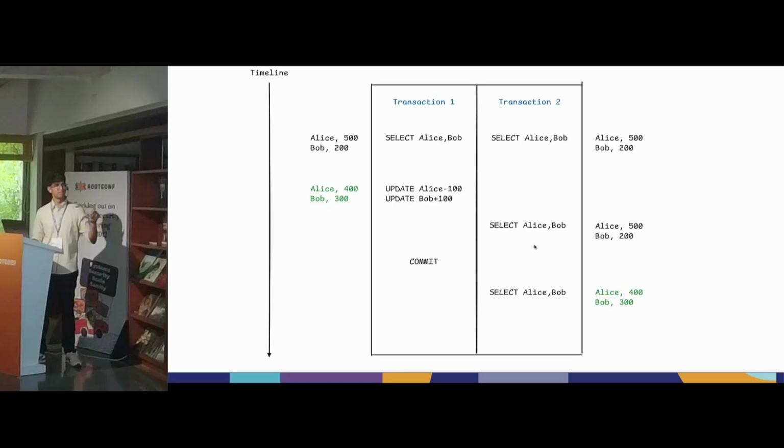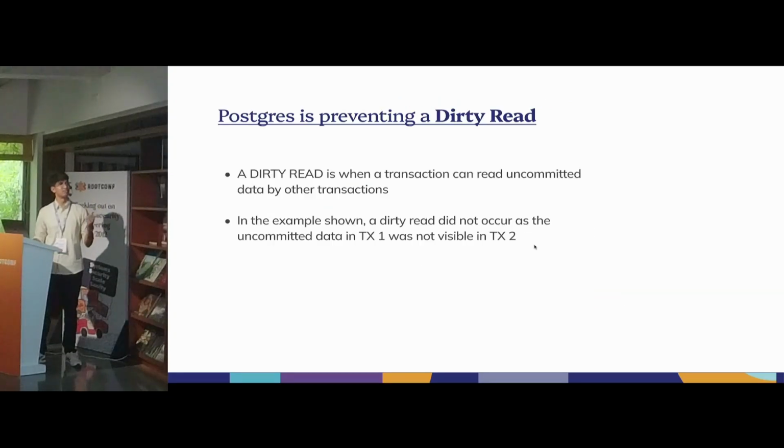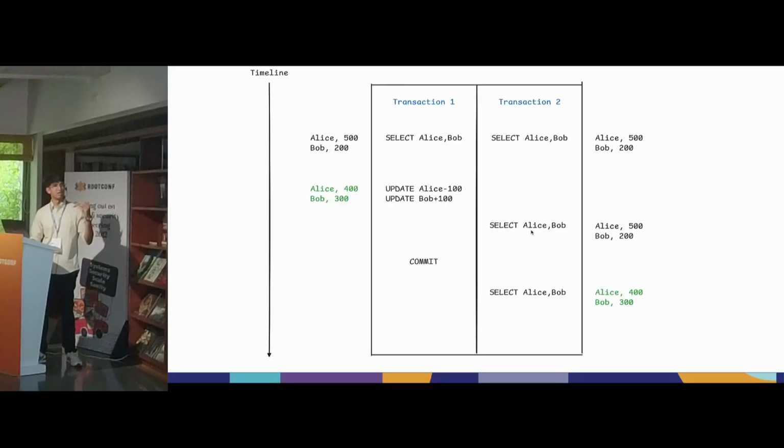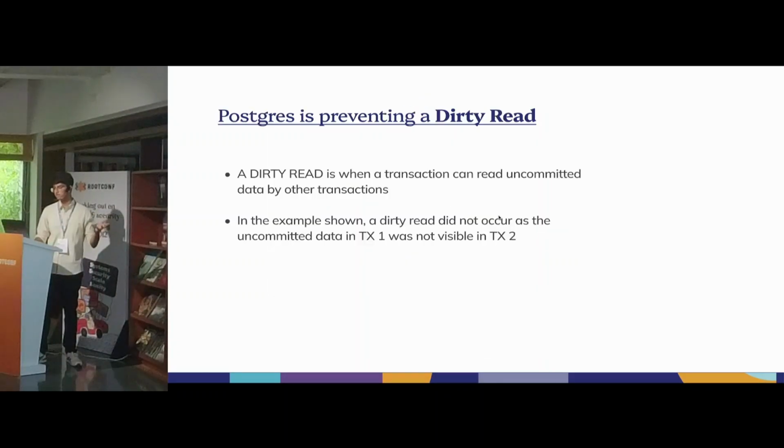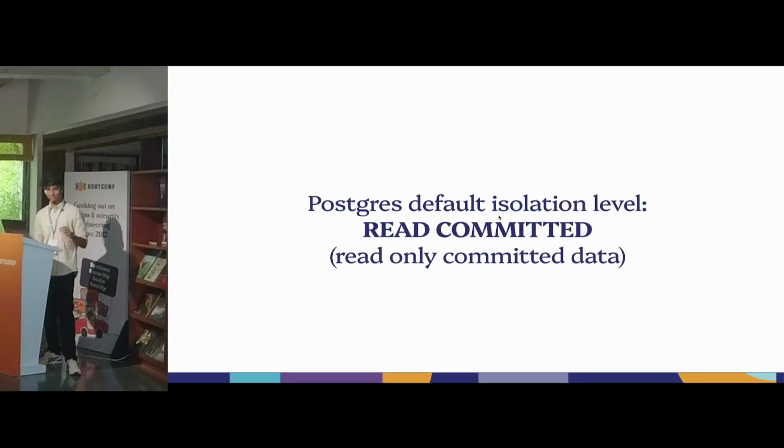This is Postgres working under the hood to prevent something called a dirty read. A read is called a dirty read when a transaction is able to read uncommitted data from another transaction. As you see in this example, transaction 2 was not able to read uncommitted data from transaction 1. So by default, Postgres is preventing a dirty read. This brings us to the varying degrees of isolation levels, and the bare bones isolation level that Postgres provides is read committed. If you read it literally, it means read only committed data. That means you're only going to read data that is committed by transactions. Uncommitted data is not visible to any transactions.